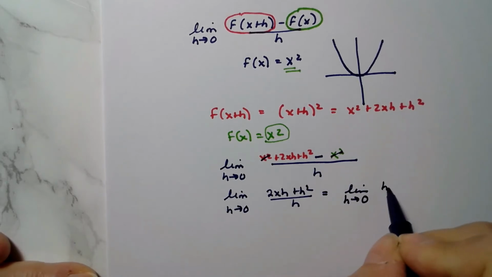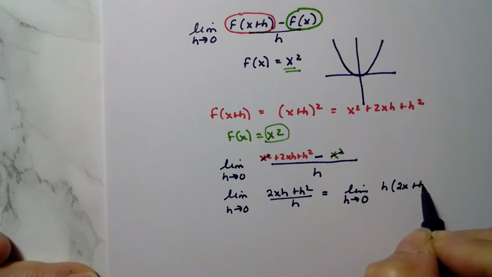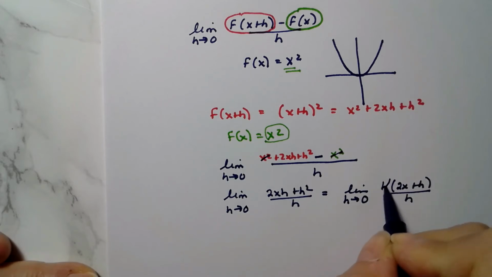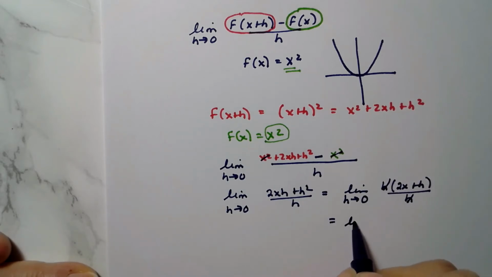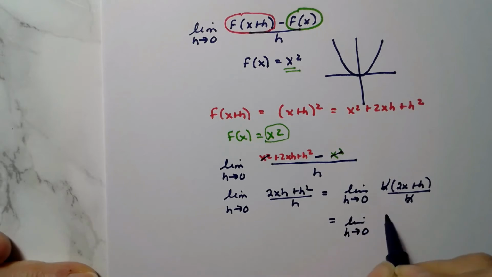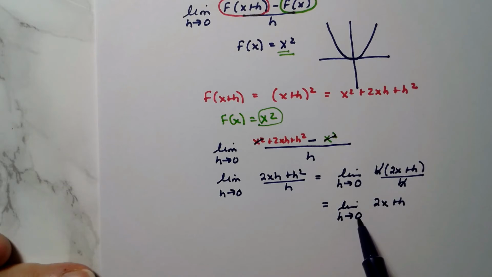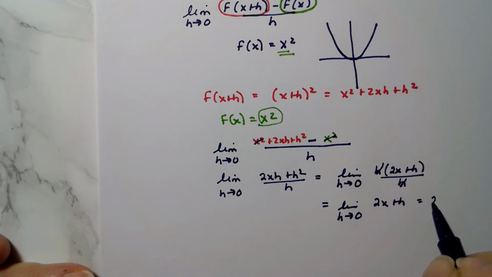So if I factor out an h, I'm left with 2x plus h in the numerator over h. The h's cancel, and now I'm at that point where I cannot simplify this anymore, so I can take the limit. When I take the limit, that means I plug this 0 in for every h I see, and in this case, there's only one h, so 2x plus 0 is just 2x.